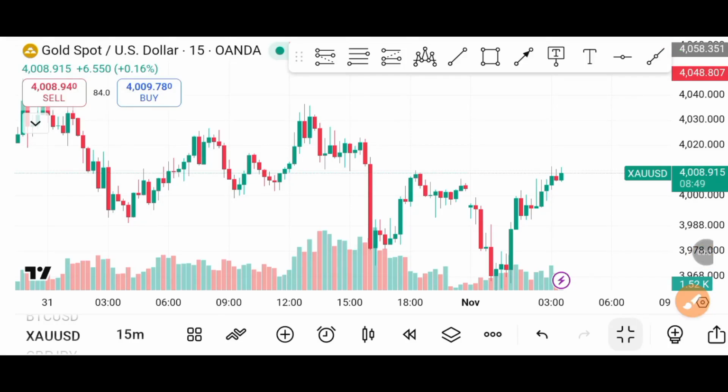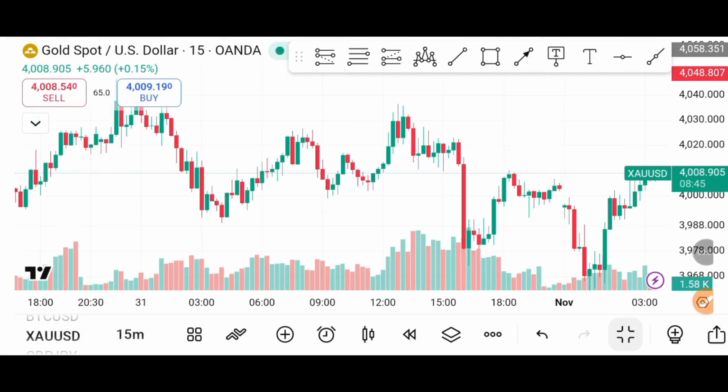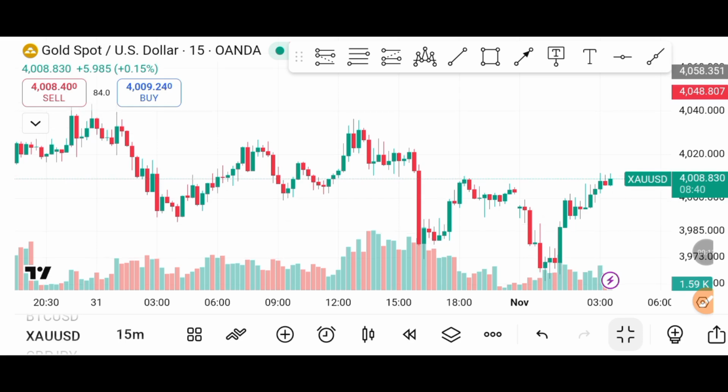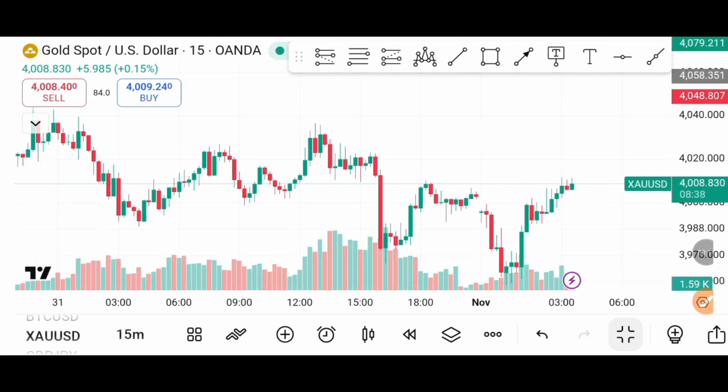Guys, what can you see on my screen? What can you see on my screen? If you open up your chart and at a glance you're asked to determine the direction of the market, what can you actually say about what you're seeing on my screen?